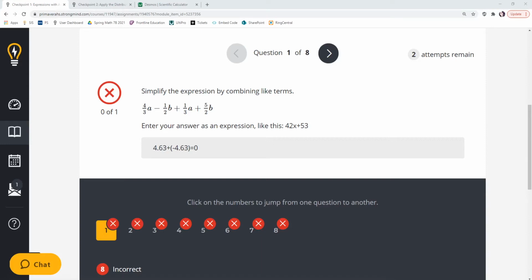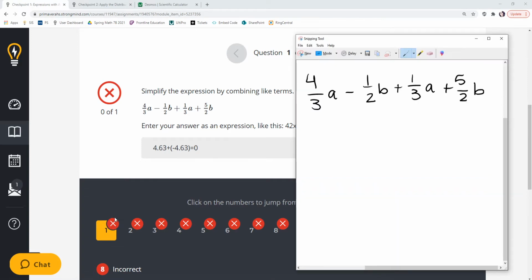In this video, I will be going over checkpoint 1. Okay, here's our first question. It says to simplify the expression by combining like terms. Okay, so remember, yes, we have all these fractions here, but we can use a calculator to help us.